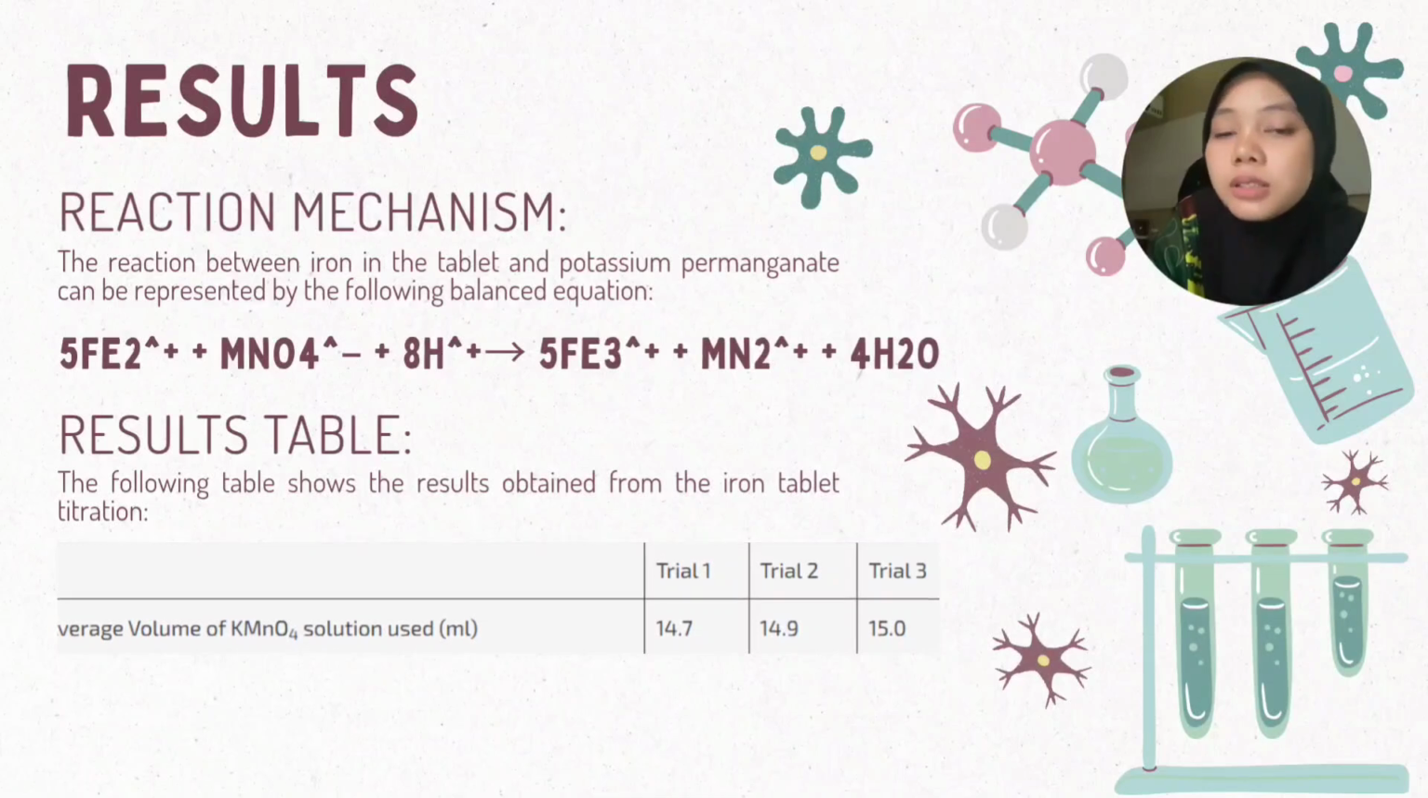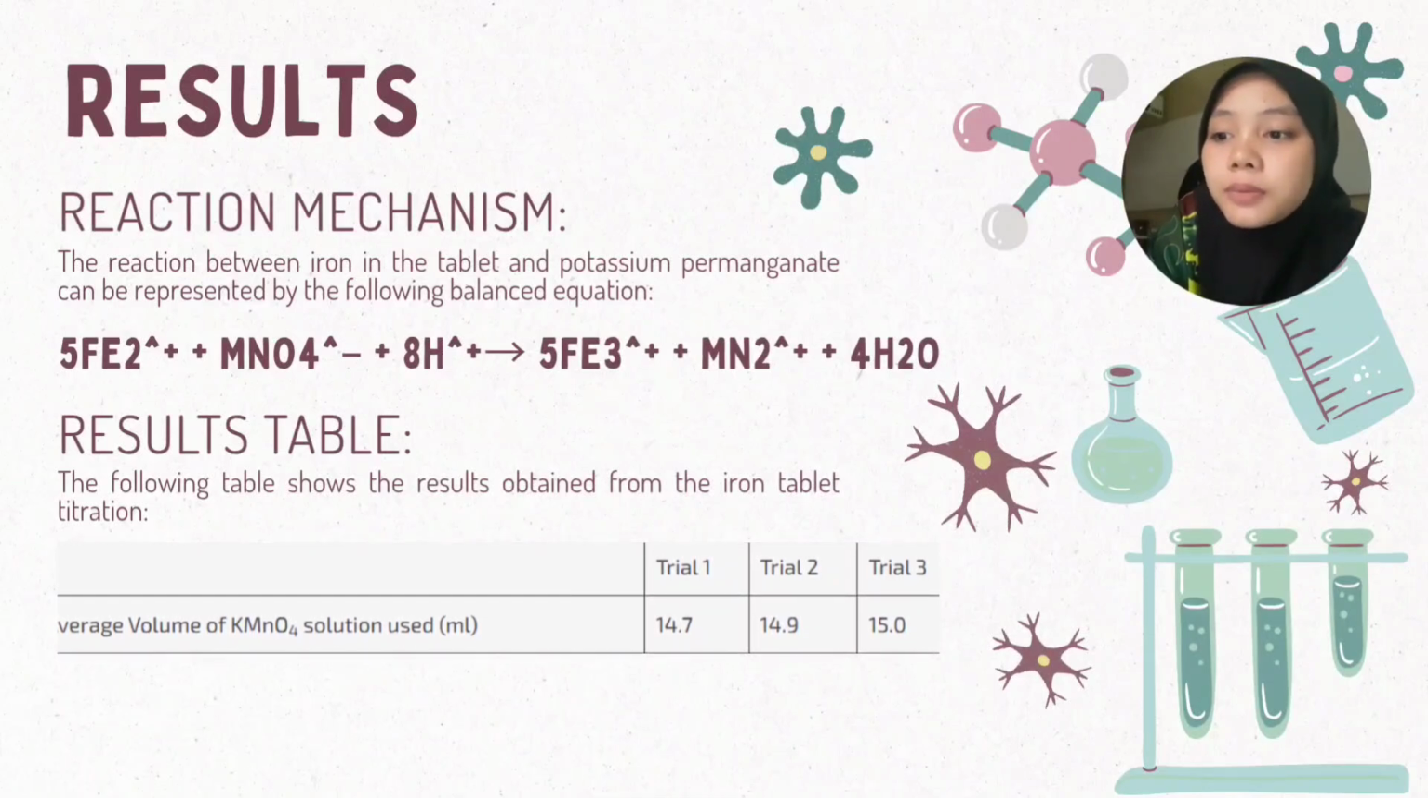Next is results and calculation. Results, reaction mechanism. The reaction between iron in the tablet and potassium permanganate can be represented by the following equation. The reaction is 5Fe2+ plus MnO4- plus 8H+. The product will be 5Fe3+ plus Mn2+ plus 4H2O.